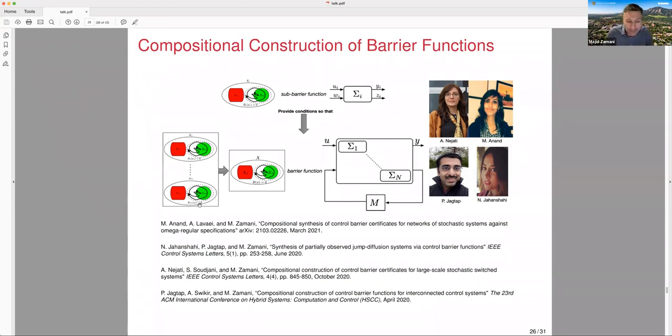How do we compose them? There are two approaches. One of them says just take a linear combination of those barrier functions, and under some compositionality condition, it's going to be a barrier for the interconnected system. The other approach says take the maximum of those functions, and under a compositionality condition, that is going to be a barrier function for the monolithic interconnected system.